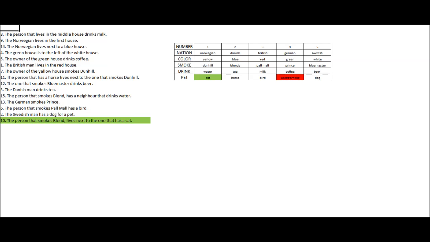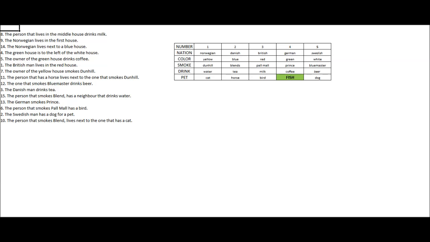And the person that smokes blends lives next to the one that has a cat. So we know blends are in slot 2, and the only two pet positions are 1 and 4. The only one close to blends is slot 1, so that has to be cat. Cat could go in 1 or 3 based on this point, and 3 is already taken. So we fill in cat, and that means, of course, that house 4 is fish, and that's how you solve it. So now I'll show you the alternate way of solving it.